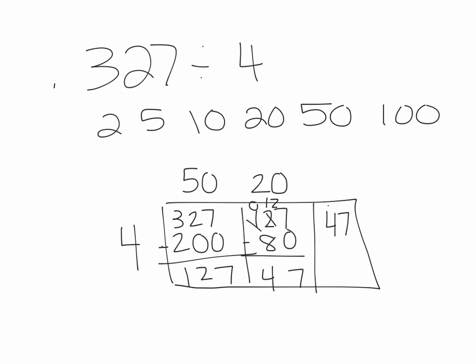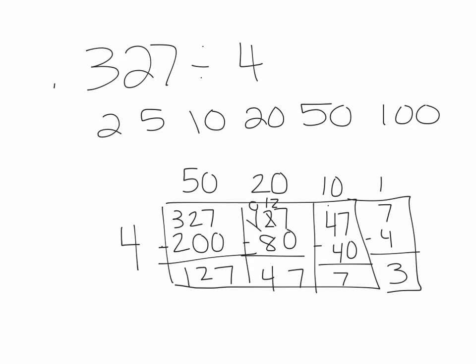So we can go through again. We know what 4 times 10 is, 40. Let me back that up. Hold on. That leaves us 7. We bring 7 over. My box should be a little bit bigger. 4 goes into 7 one time.